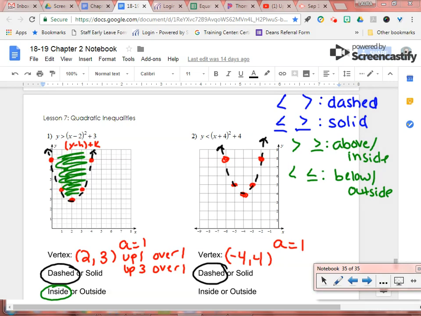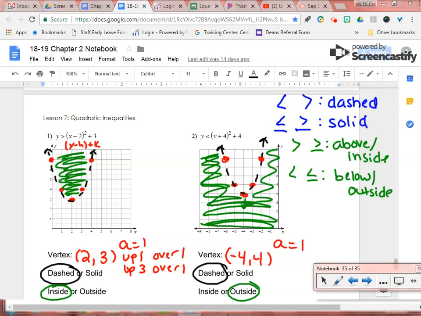And then how do I shade this? Well, it says less than, so if you start your pencil on the vertex, less than goes this way, so it is outside. It's under it, it's below it. And that goes all the way here, all the way around it too, because your barrier is the dotted line.